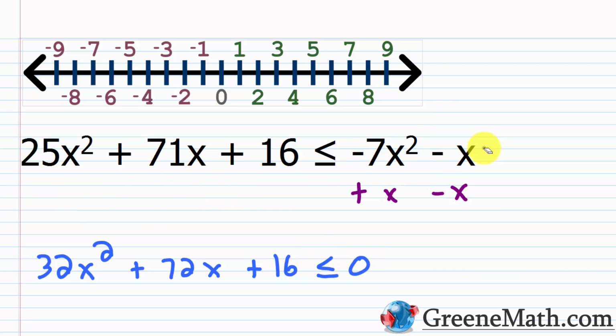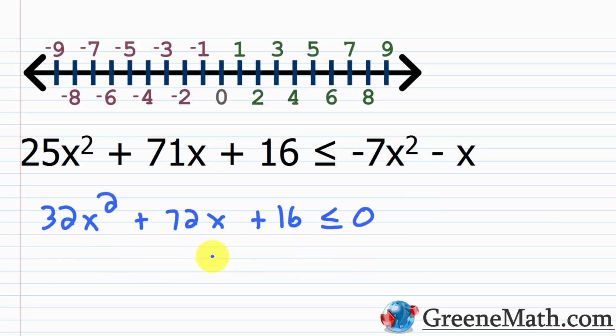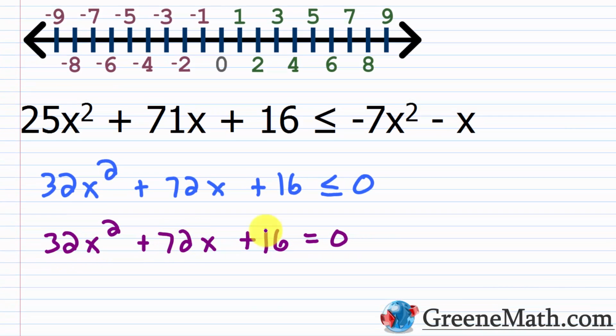Let's erase this, and we'll just slide this up. Okay, so let's replace the inequality symbol with equals and solve that equation. So we're going to have 32x squared plus 72x plus 16 is equal to 0. Now each number in this equation, the 32, the 72, and the 16, are each divisible by 8.